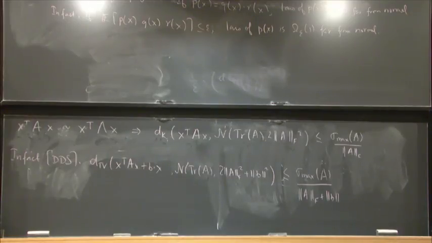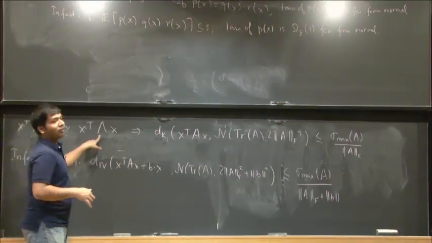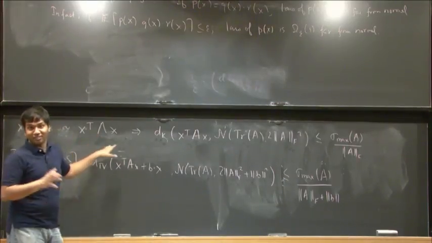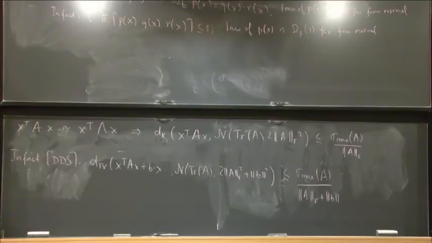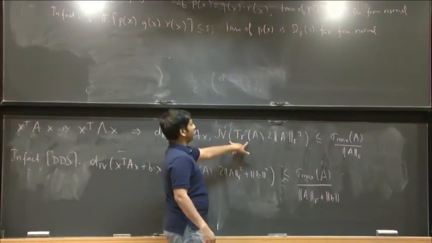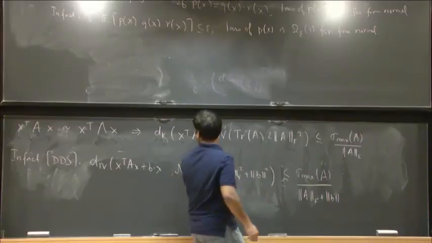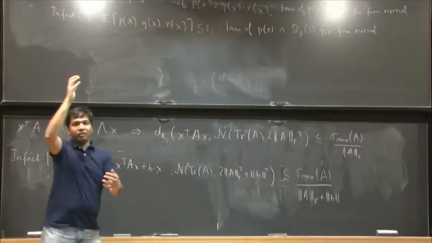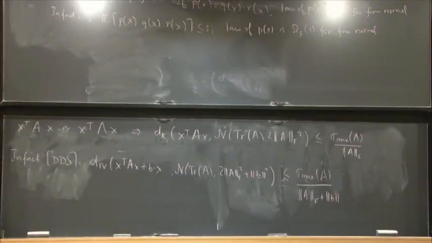What really worked for us in the case of quadratic polynomials was the rotational invariance of Gaussians, which will continue to hold, and very critically the fact that the matrices can be diagonalized, which is no longer going to hold. Okay, so what is dk? Oh, dk meant Kolmogorov distance between x transpose Ax and a Gaussian. Kolmogorov distance is just the L infinity distance between the laws, the CDFs.